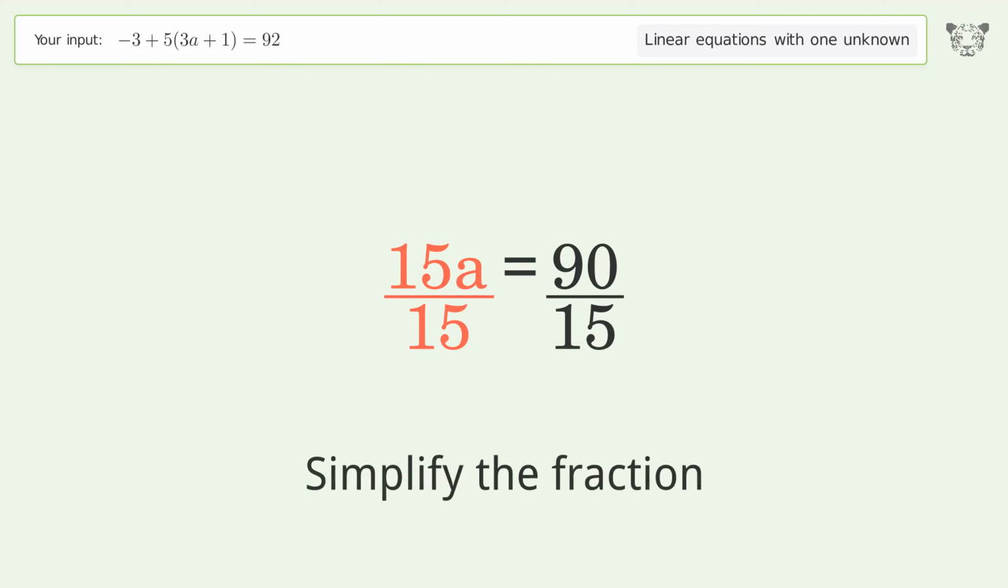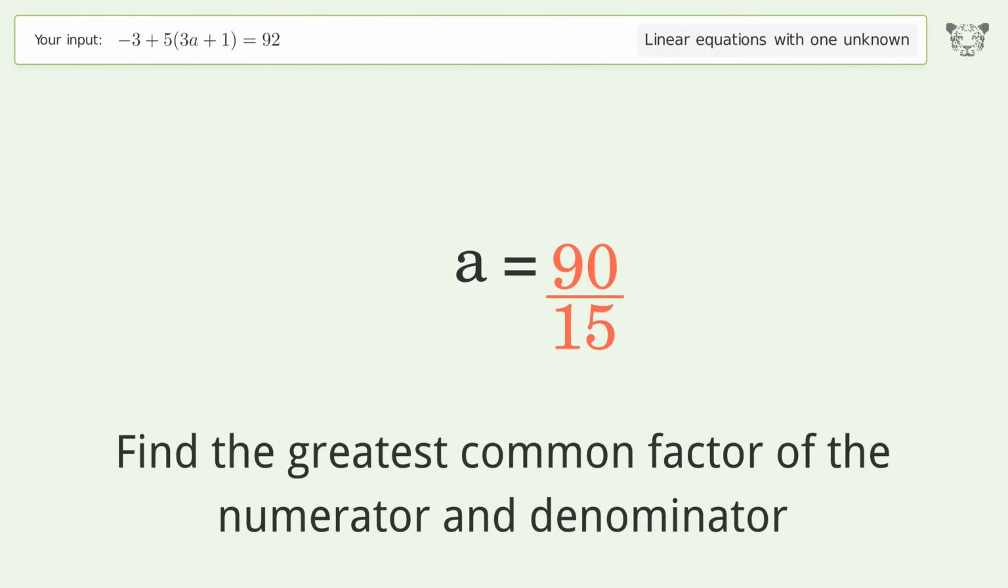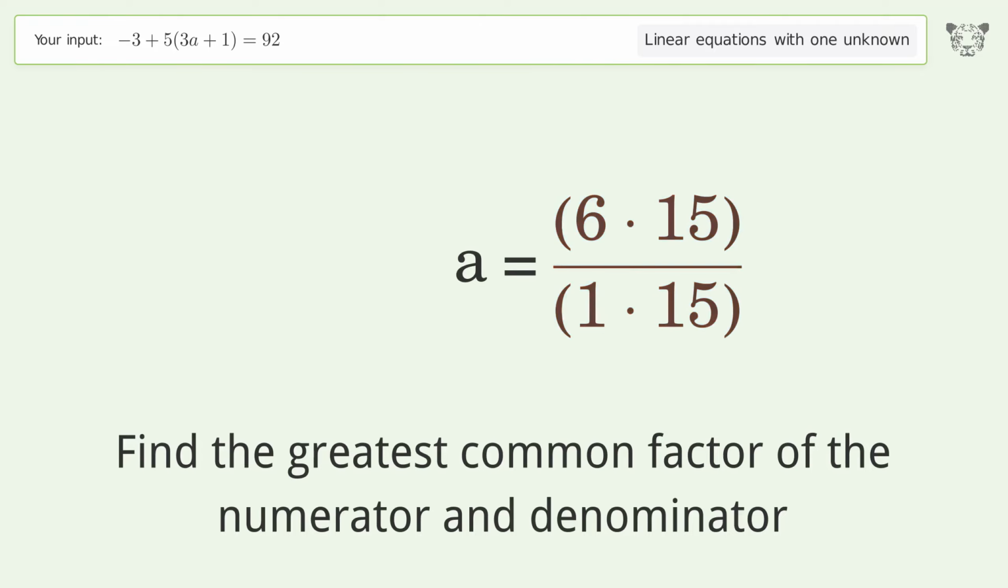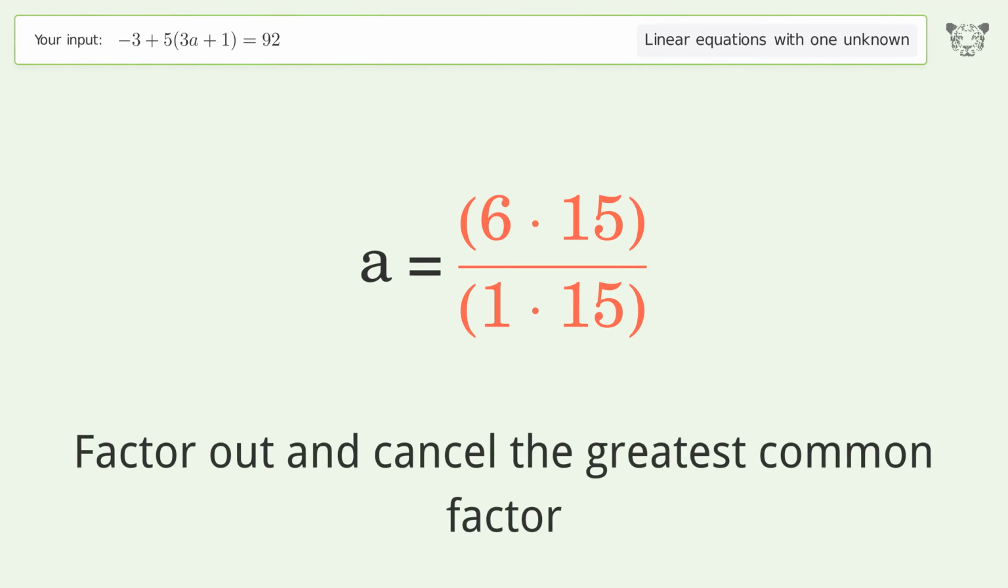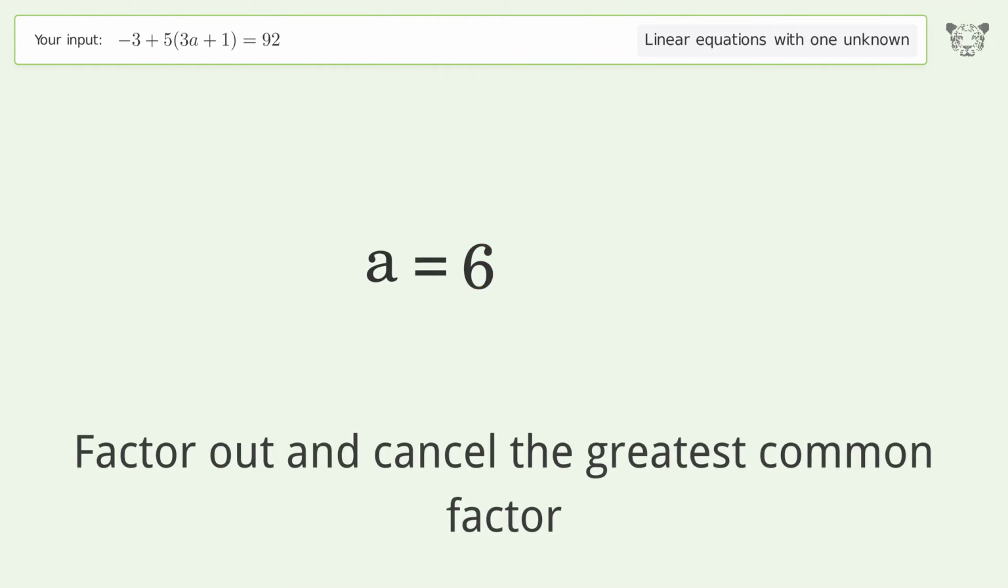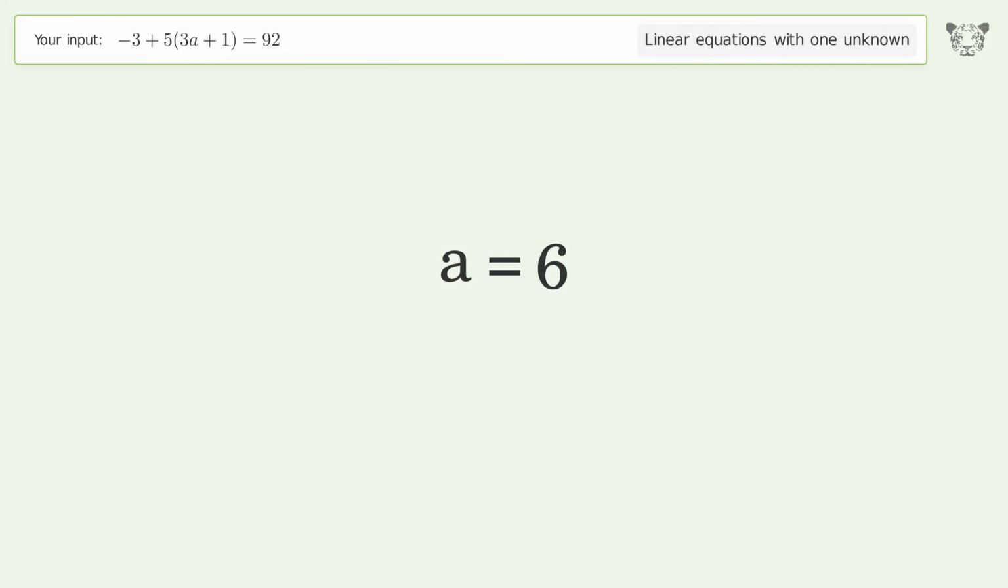Simplify the fraction. Find the greatest common factor of the numerator and denominator. Factor out and cancel the greatest common factor. And so the final result is a equals 6.